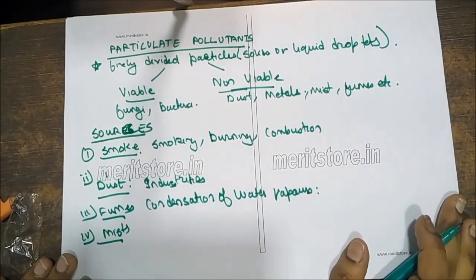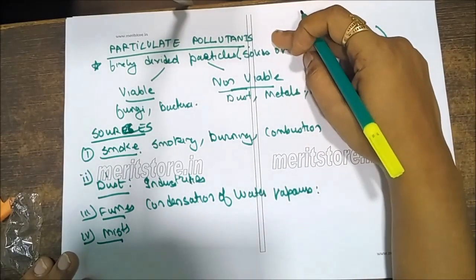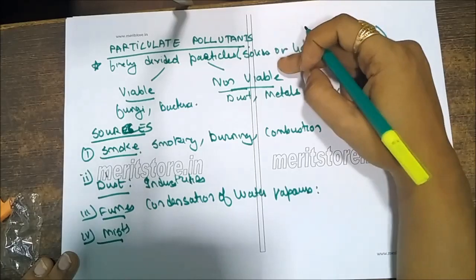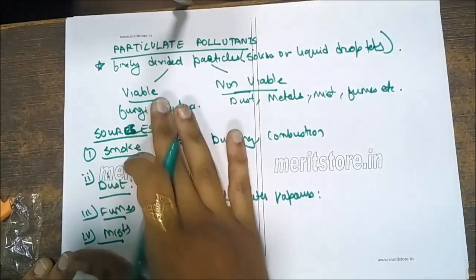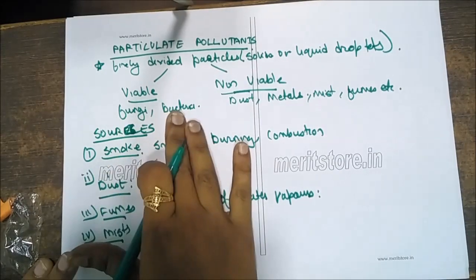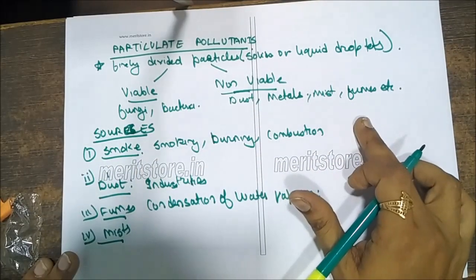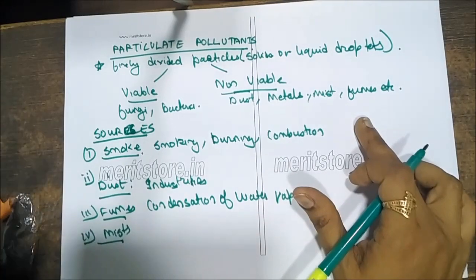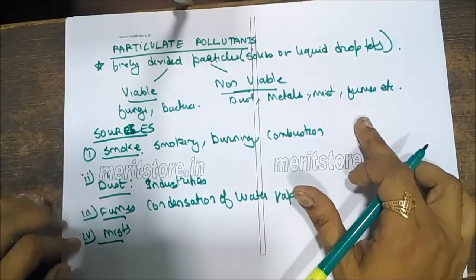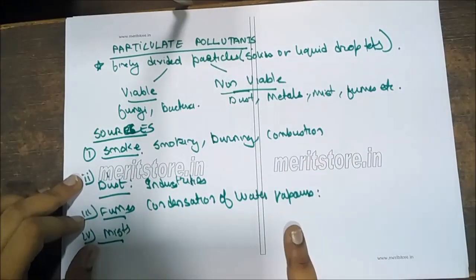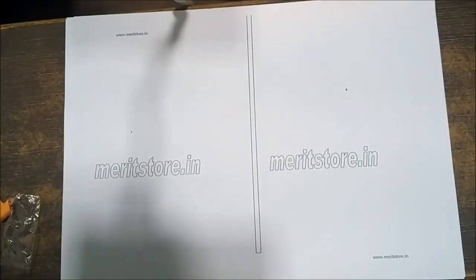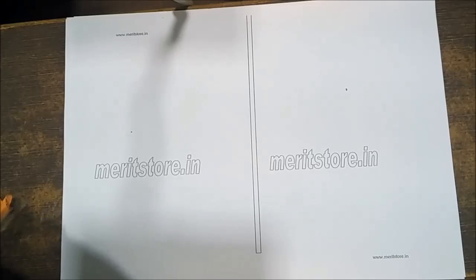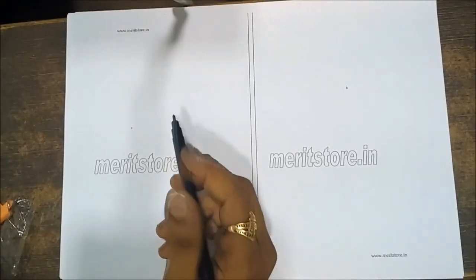Now, what are the effects? So, we said particulate pollutants are those which are very finely divided particles. It can be either of solids or it could be of liquid droplets. They are of two types, viable, which is living, so bacteria, fungi, algae. Non-viable would include dust, smoke, fumes, mist. And how could each of them be released? We have specified over here. Next, we need to understand what is the effect of such particulate pollutant.